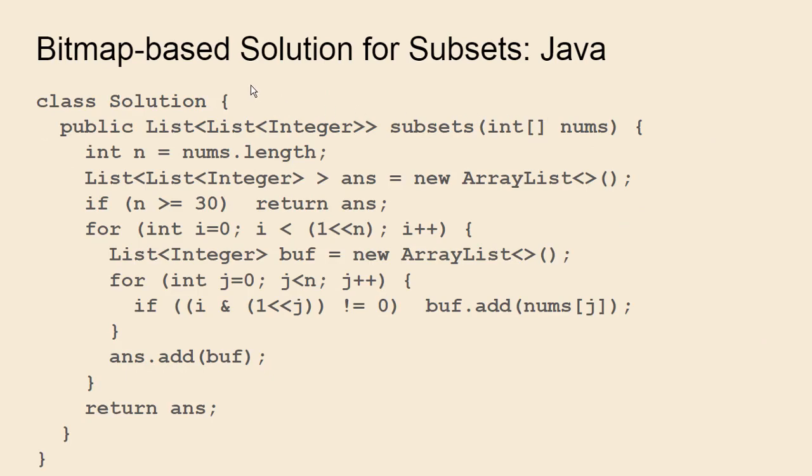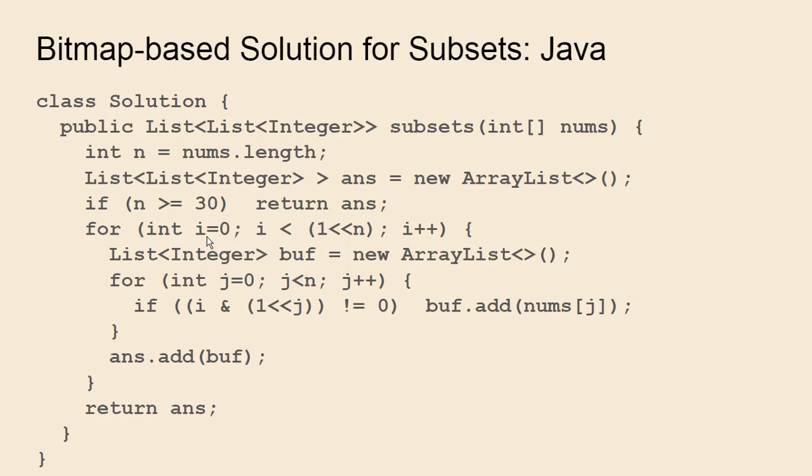So here is a Java solution using this bitmap approach. We get size n, and then we create the variable for the answer. Here, if n is too big, we simply return and don't do anything. Part of the reason is we know the program won't terminate within the time limit, so they shouldn't be giving us that big an n.